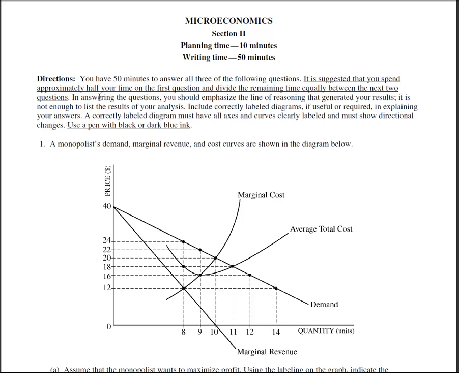They suggest you spend half of the time on this first question, which means it's a little longer than the others, and use pen with black or dark ink. Well, I'm going to be using red ink on mine, so a little bit different than yours.